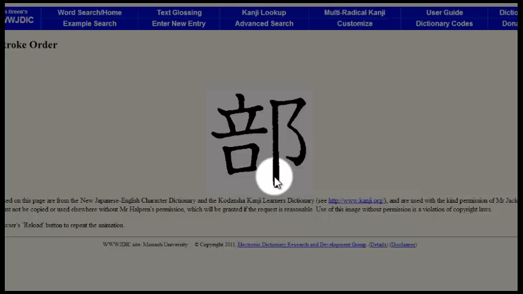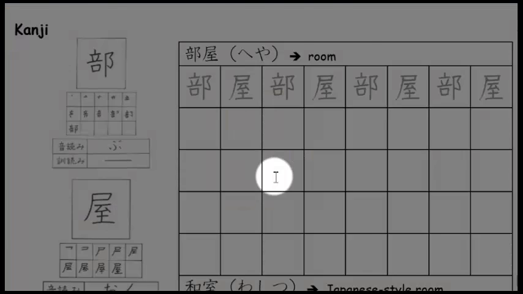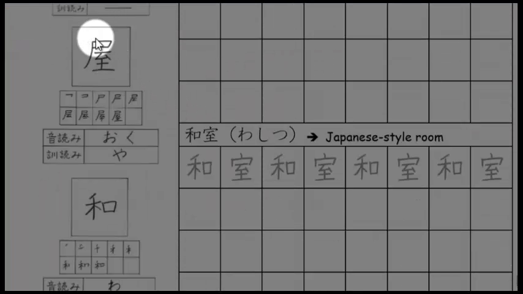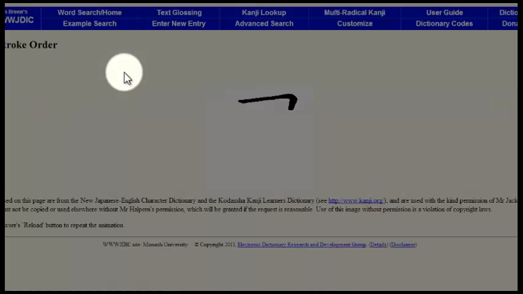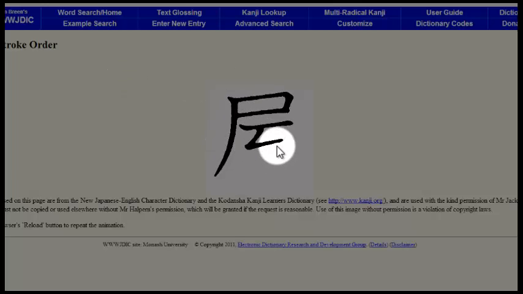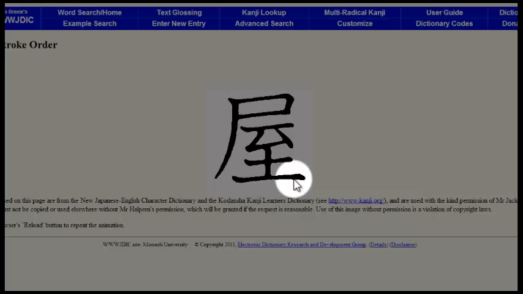Let's have a look at the next part of the word now. Beg your pardon, room. Here it is. It's this one here. It's pronounced ya, and it's quite an interesting character. Let's have a look at its etymology and its stroke order. I'll start with its stroke order. Here we go. 1, 2, 3, 4, 5, 6, 7, 8.